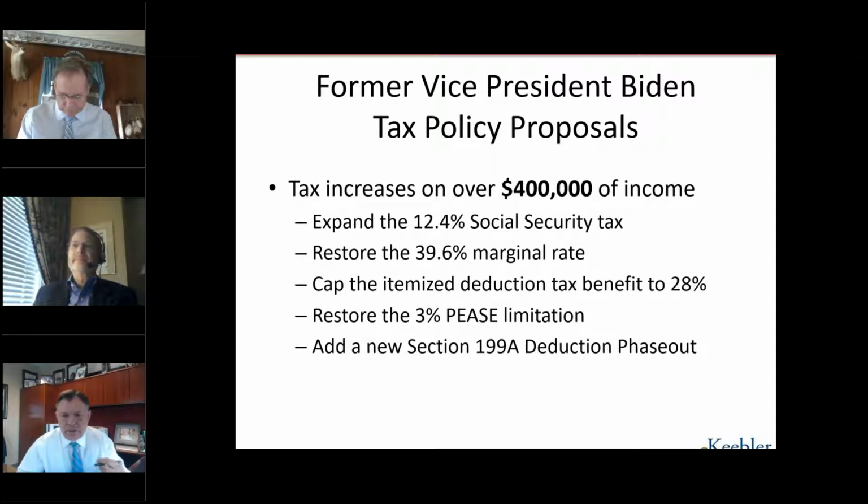And now some things that could happen. There's a proposal that once you earned 137 on for income for Social Security purposes, that you'd have a holiday up to 400,000. So once you earn 400,000, your Social Security tax at 12.4% would kick back in.